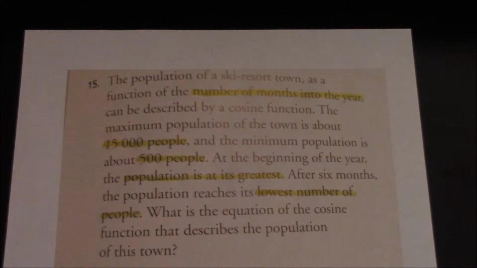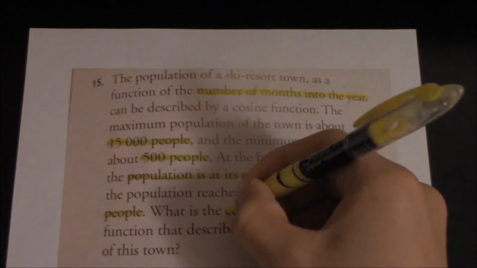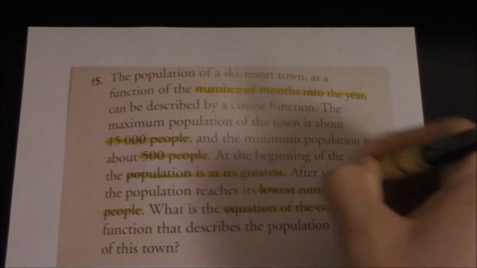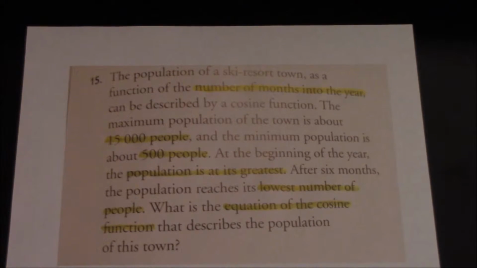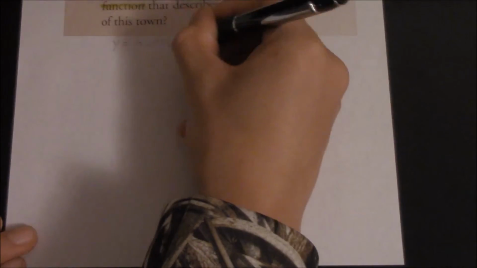So then, what is the equation of the cosine function that describes the population of this town? Once again, this is what hints to us that it is from unit number 4, trigonometric functions, because obviously it is asking us to create a sinusoidal function.